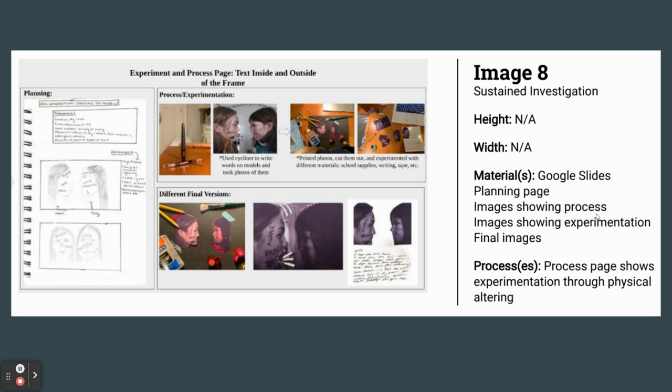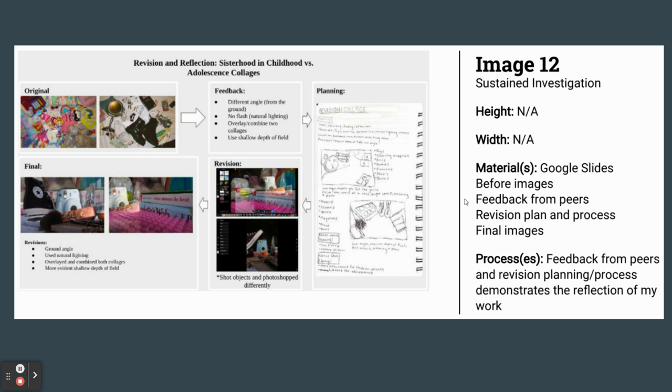So this shows process, this shows experimentation, it has some of the final images, and it shows experimentation through physical altering. So really explaining that she cut things up and physically altered this. Or here, even saying that it includes feedback from peers and it has the revision plan. Again, they have to read this and it gives them context to understand this.